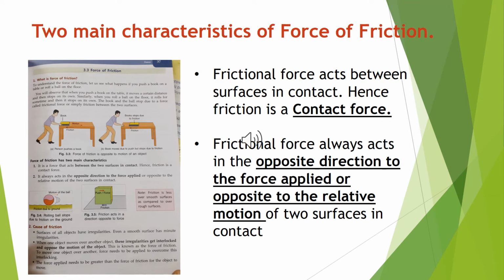What does that mean? It means that when the two surfaces are rubbing against each other, the force of friction will actually resist the motion of these two surfaces. Or you can also say that if you are pushing a ball, the force of friction applied by the ground will be opposite to the direction in which you have pushed the ball.